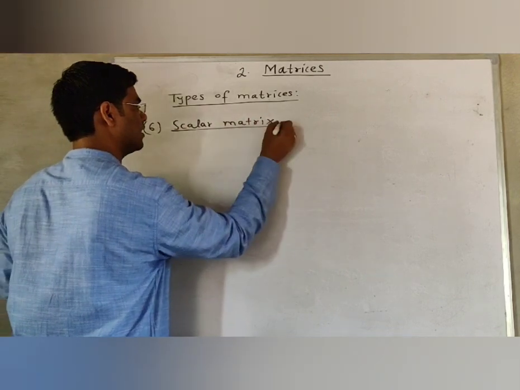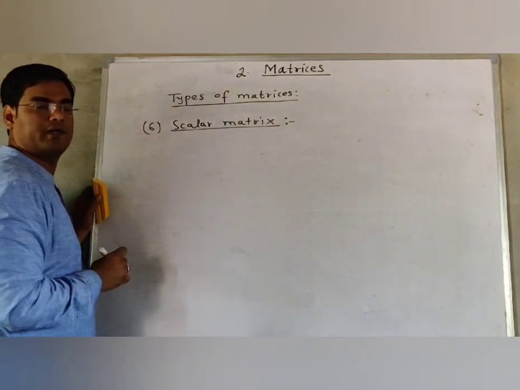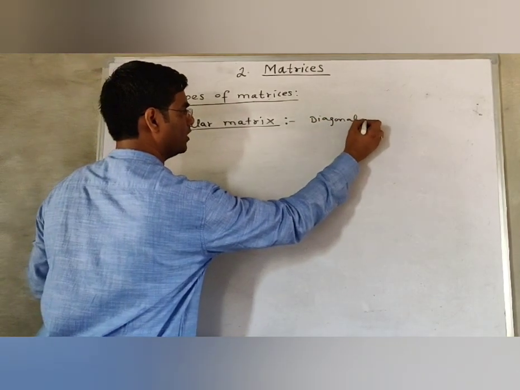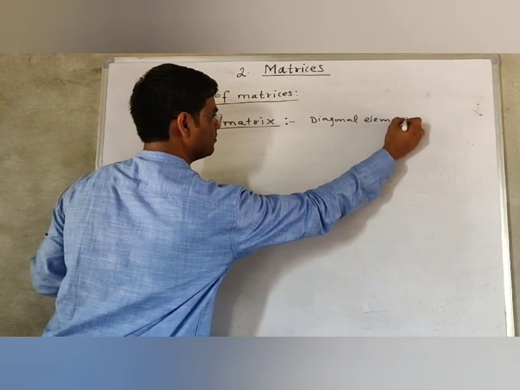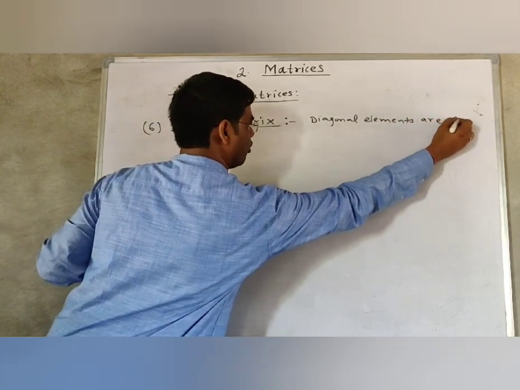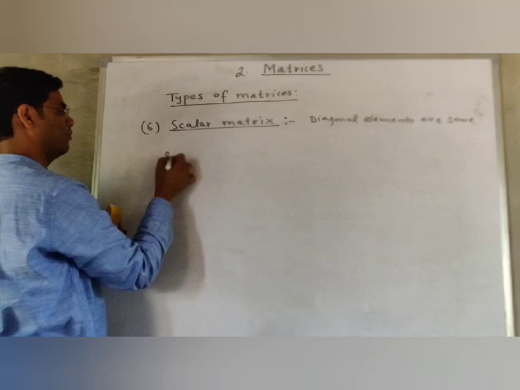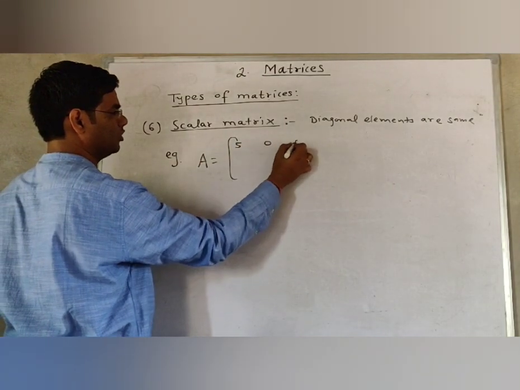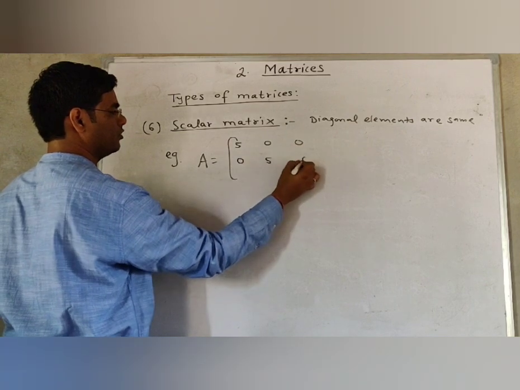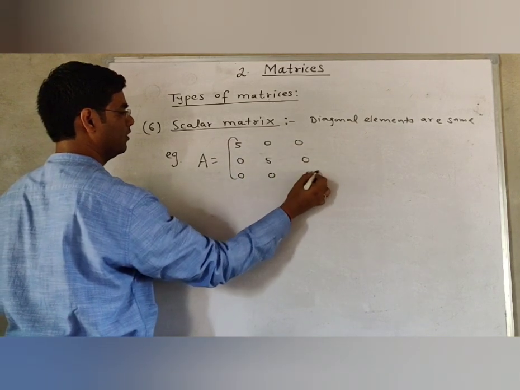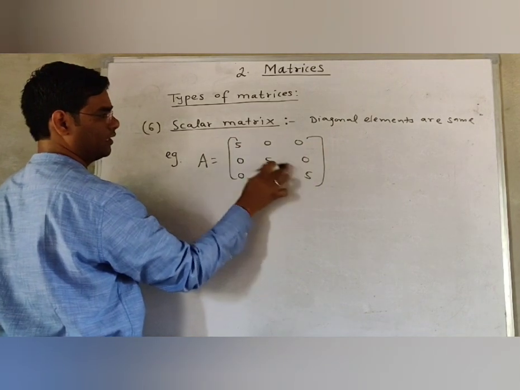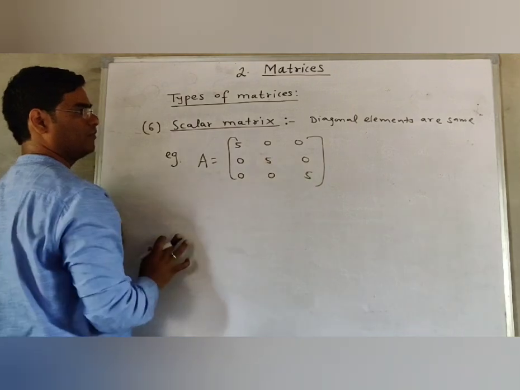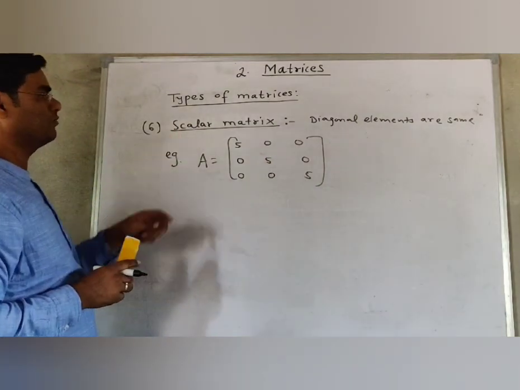Scalar matrix is a type of diagonal matrix or a square matrix in which all the diagonal elements are same and non-diagonal elements are 0. For example, A is a matrix having elements 5 0 0, 0 5 0, 0 0 5, and here all the diagonal elements, that is A11, A22 and A33, all are same. Therefore this is an example of scalar matrix.